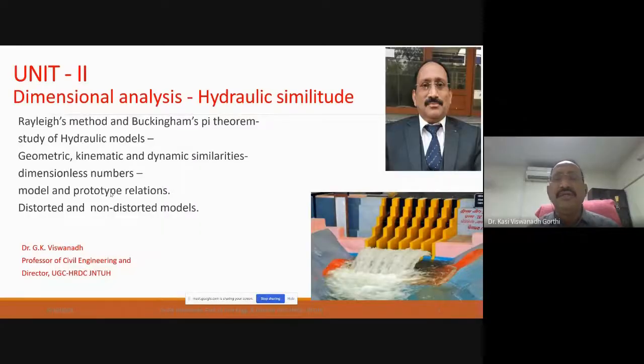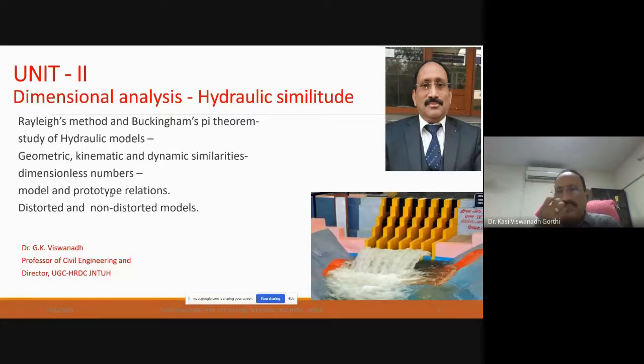For this, we prepare small scale models in the laboratory and we conduct various tests on this model in the laboratory to study the performance of that structure, of that model. If the model is doing good and giving good performance at so and so dimensions, at so and so parameters, then we try to transfer these parameters to the actual structure which is going to be constructed in the field, which is a prototype structure.